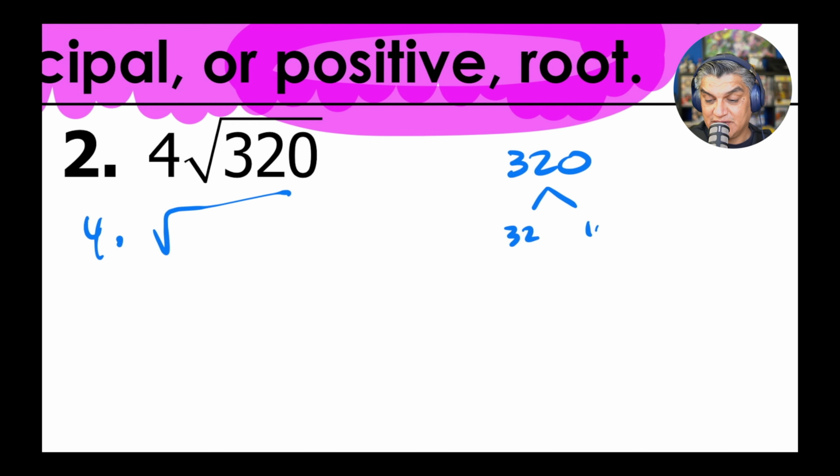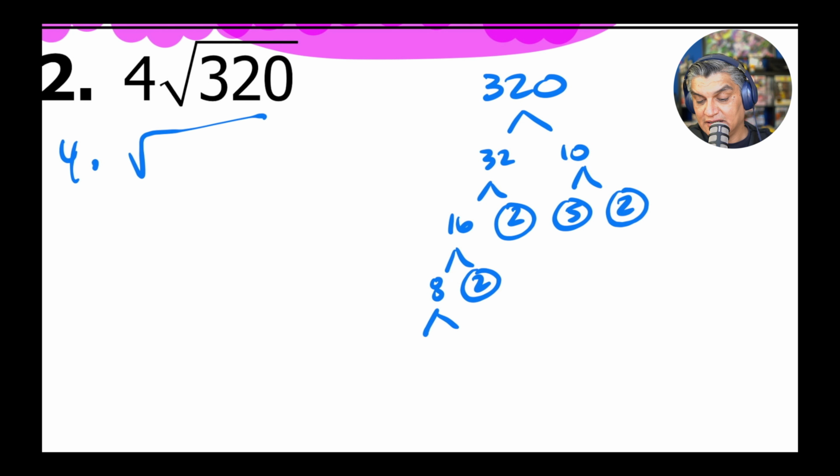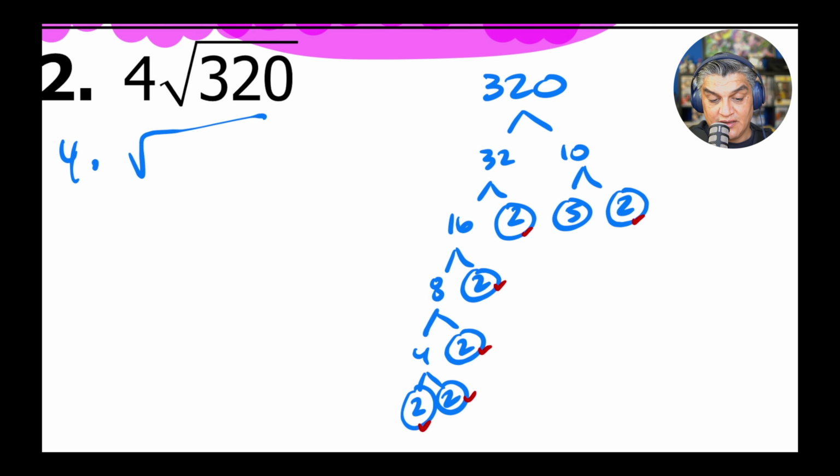320 is 32 times 10. 32 is 16 times 2. And then I circle the prime numbers. 10 is 5 times 2. 16 is 8 times 2. 8 is 4 times 2. 4 is 2 times 2. And so if I look here, 320 is, how many 2s do I have? I have 1, 2, 3, 4, 5, 6 of them, right? So 320 is 2 times 2 times 2 times 2 times 2 times 2 times 5.